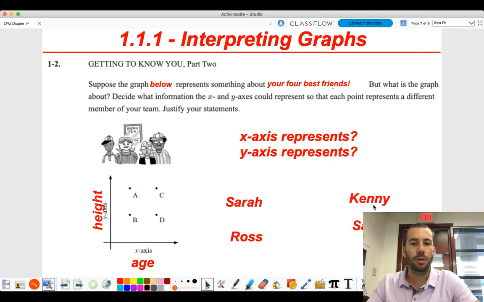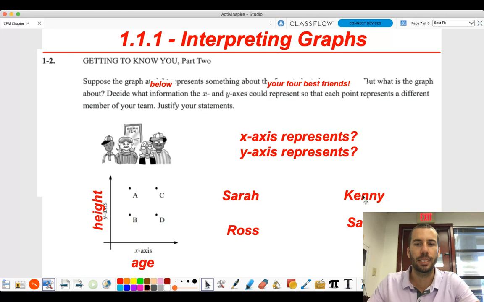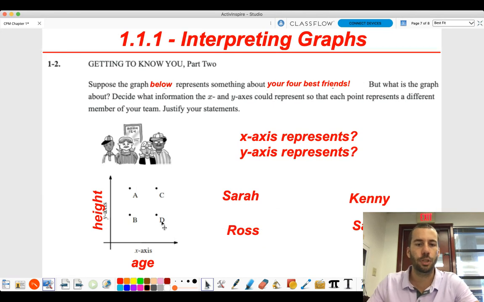So when I think about Sarah and Ross, those are probably going to be more like the A and B, whereas me and Kenny are probably going to be more along the C and D people, just because we're older. Now we have to think of it in a different way as well. Between these people, who's taller? Sarah is definitely shorter than Ross. And between me and Kenny, Kenny is taller.